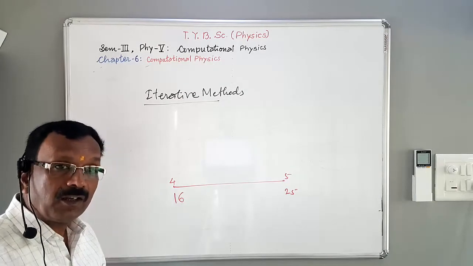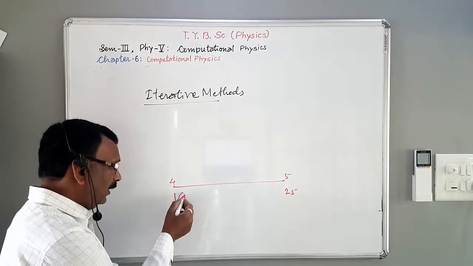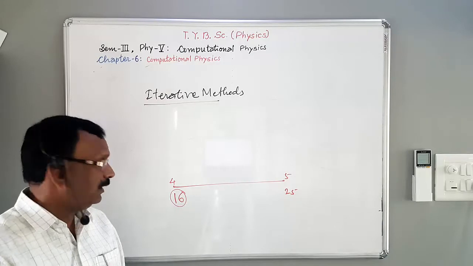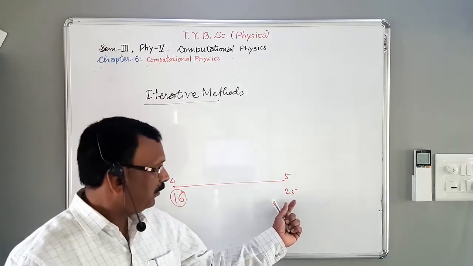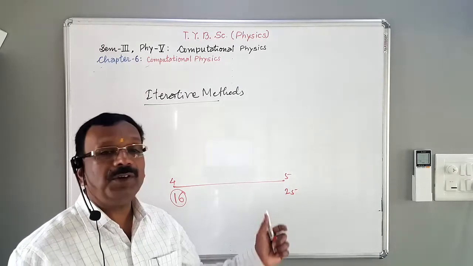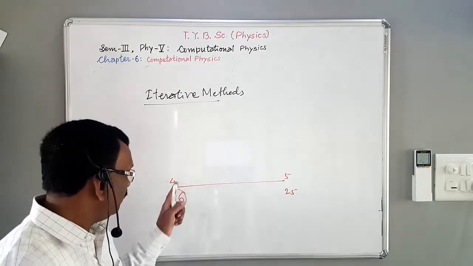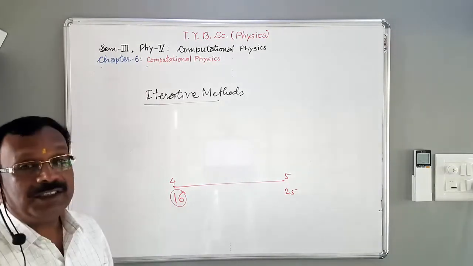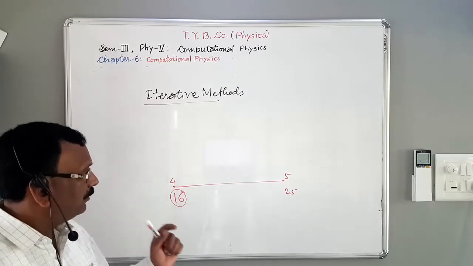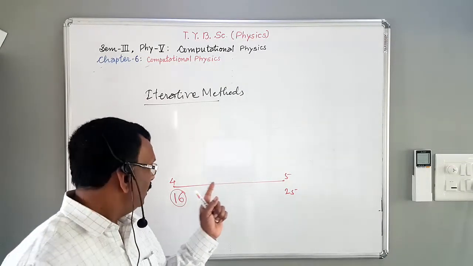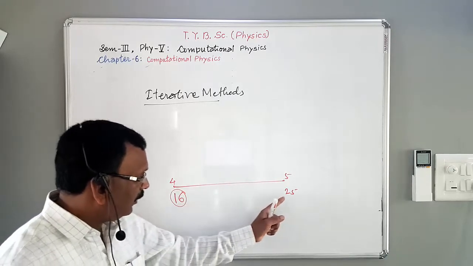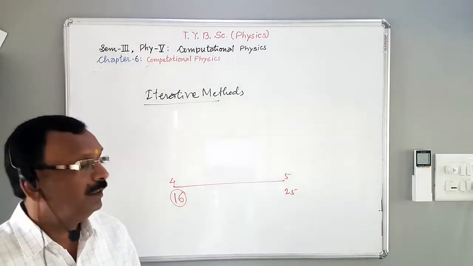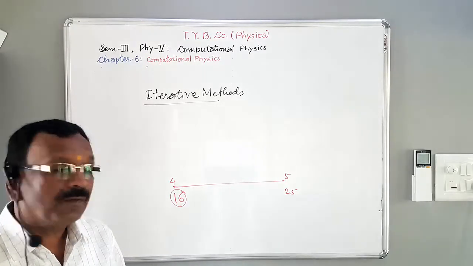Or in another language, if the number is 16, then what is the root of 16? 4. What is the root of 25? 5 is the root of 25 and 4 is the root of 16. 16 is the square of 4 and 25 is the square of 5. These are the fixed values.